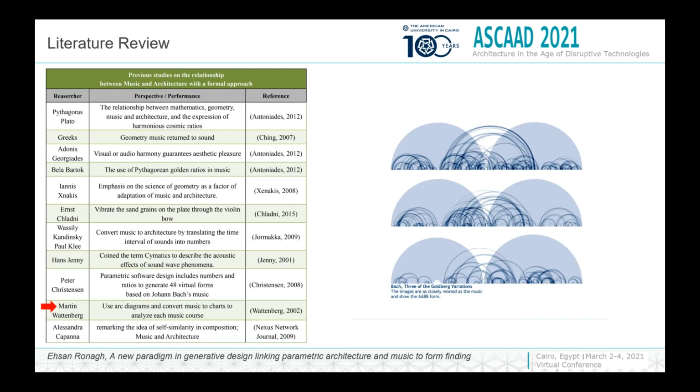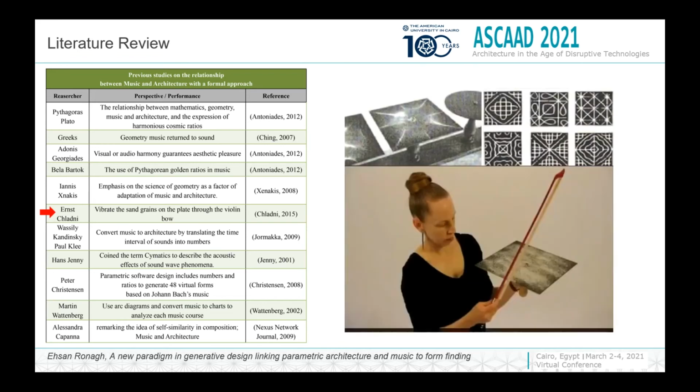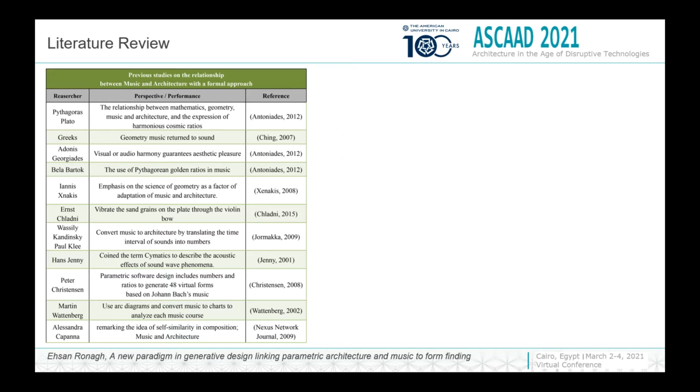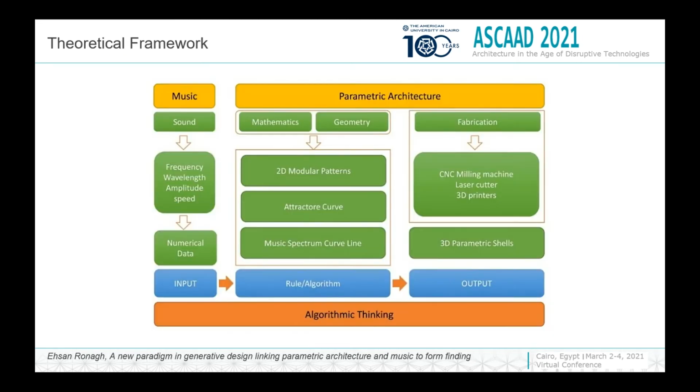But there are two experiments in these studies that highly matter to us. One experiment was conducted by German physicist Ernst Chladni, vibrating the sand grains on a plate with a violin bow, and the other is cymatic science, which was invented by Hans Jenny. Now, let me show you the theoretical framework of the research that can be expressed based on such a structure.